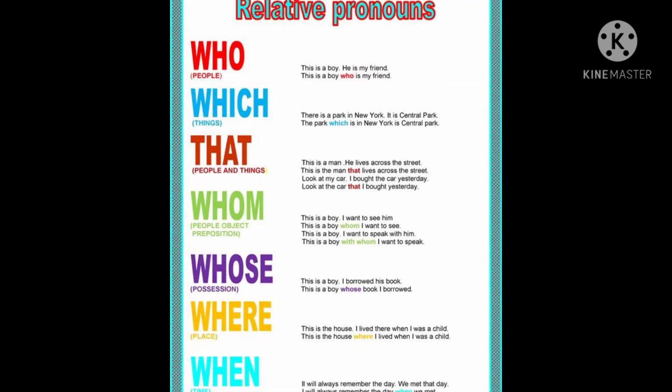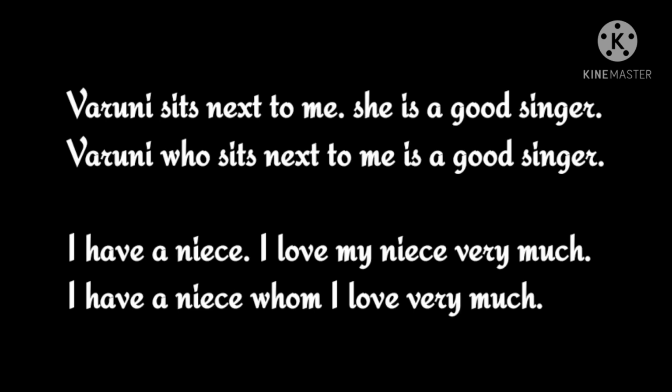So now let's move towards relative pronouns. Children, look at this example. Varuni sits next to me. Varuni is a good singer. Here we see that the noun Varuni is repeated twice, and so we can rewrite these sentences using a pronoun. So using a pronoun, the sentence will be like: Varuni sits next to me. She is a good singer. We can say that these sentences are quite appropriate, right?